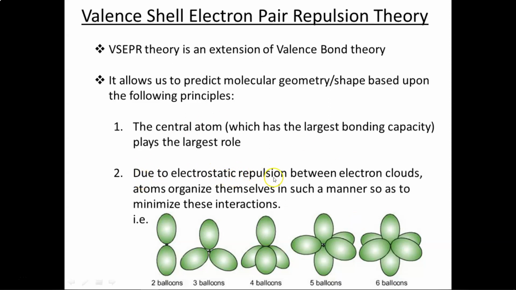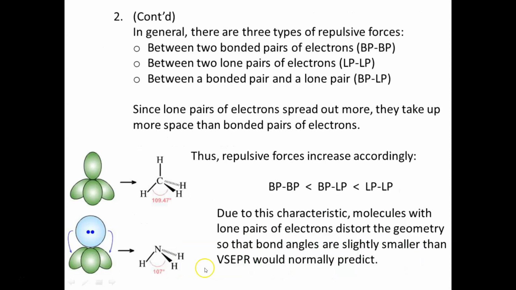Due to electrostatic repulsion between electron clouds, atoms will organize themselves in such a manner so as to minimize these interactions so that they're not too crowded together. Now, these repulsive forces are dependent upon whether the electrons are in a bonding pair or in a lone pair. As I mentioned earlier, carbon has 4 valence electrons, and that allows carbon to form bonds with 4 separate hydrogen atoms. These electron pairs are called bonding pair electrons because they're involved with the chemical bond.